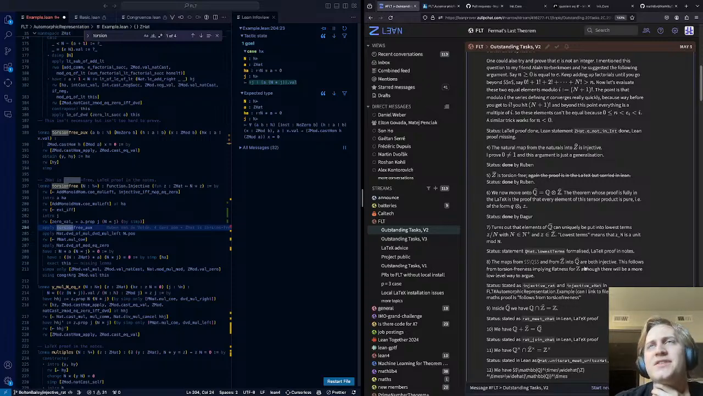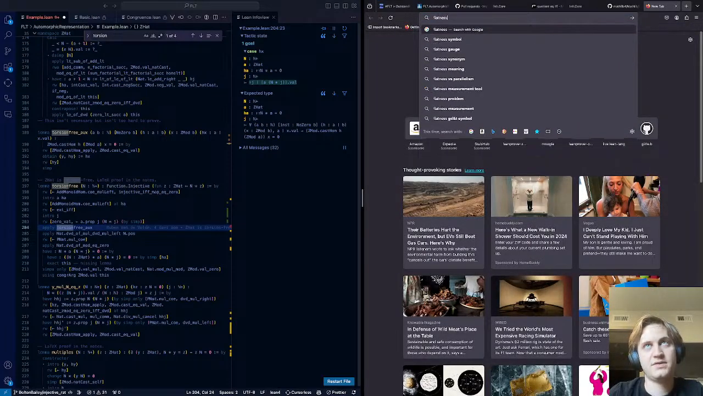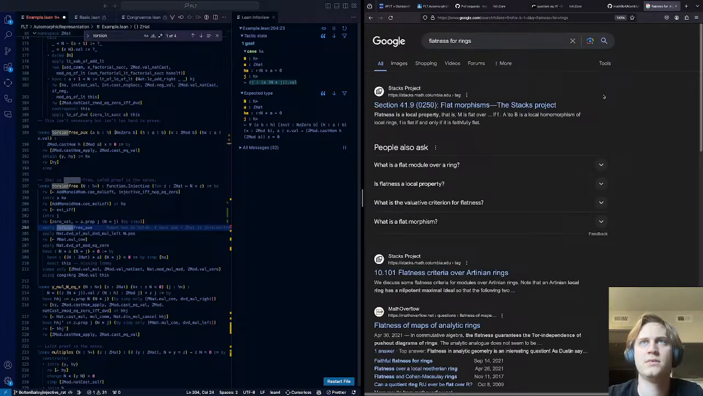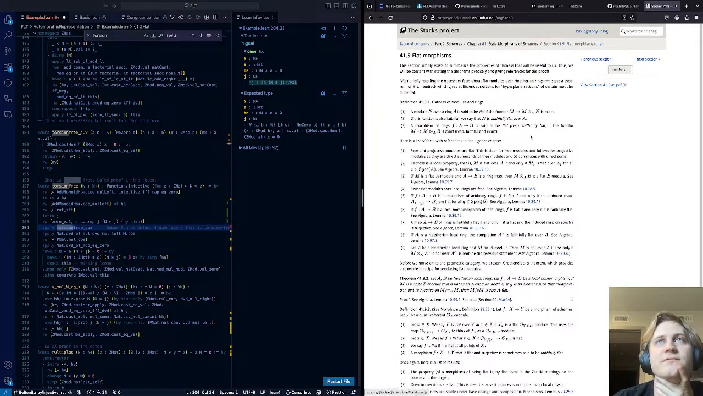Flatness for Z. What is flatness? What does flatness even mean? There's no definition here. Flatness for a ring. Flat morphisms. Flatness is a local property. Oh no, it's using terms that I don't know. A module over a ring is said to be flat if the functor is exact. I don't know what that means. Faithfully flat. A morphism of rings is said to be flat if the functor is exact. Free and projective modules are flat. Flatness is a local property.